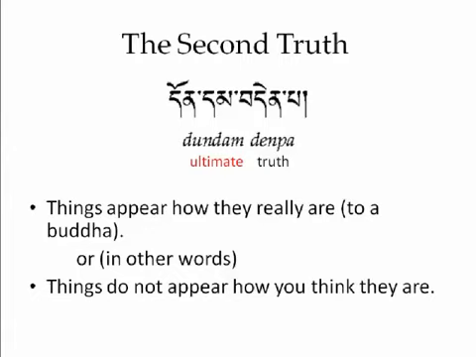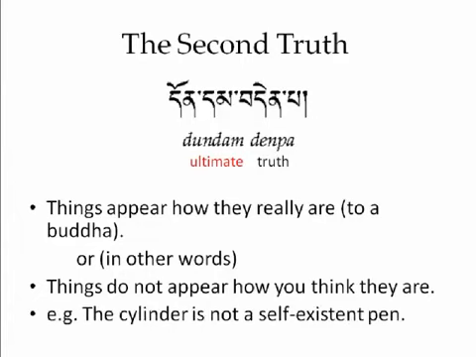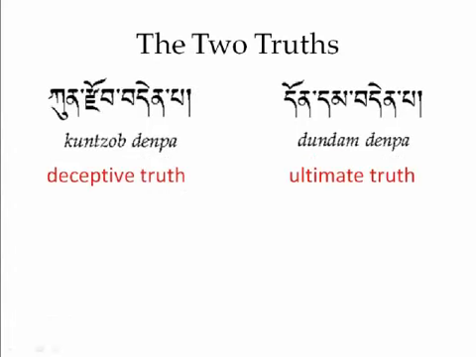And from our normal point of view, ultimate truth is how things appear to be one way when they are really another way. For instance, the cylinder appears to be a self-existent pen when it's not really a pen, because if it was really a pen, then everyone would see it as a pen. Each object possesses these two truths. So each object, each thing, each person, each plant, each writing utensil, everything possesses these two realities.